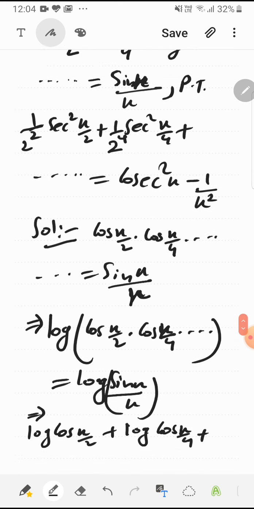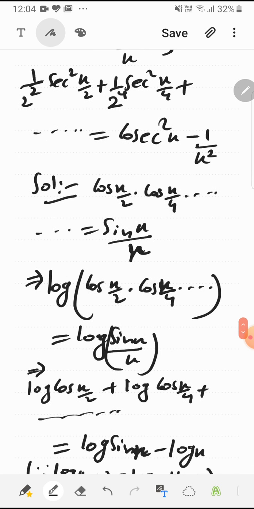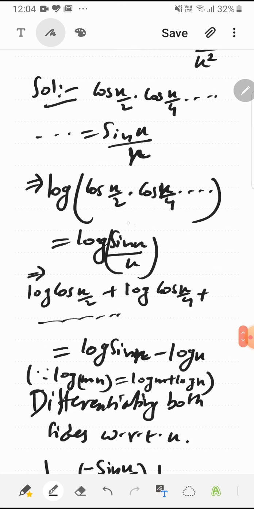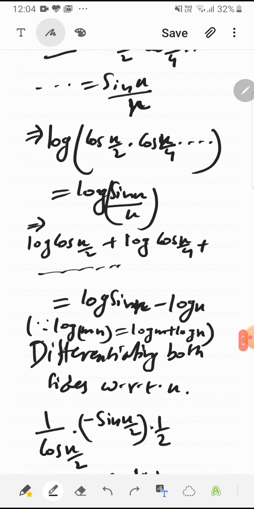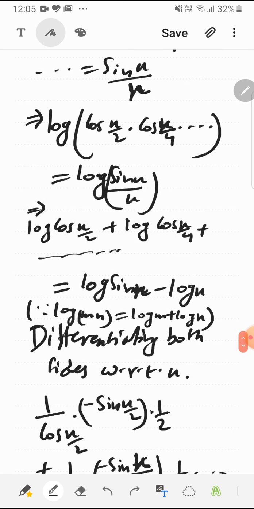Now first step, we are applying log on both sides, and we know that log of m into n is log of m plus log of n. So this product is split as plus, and this quotient is split as minus, so that the left hand side becomes log of cos of x by 2 plus log of cos of x by 4 and so on is equal to log of sin x minus log of x.